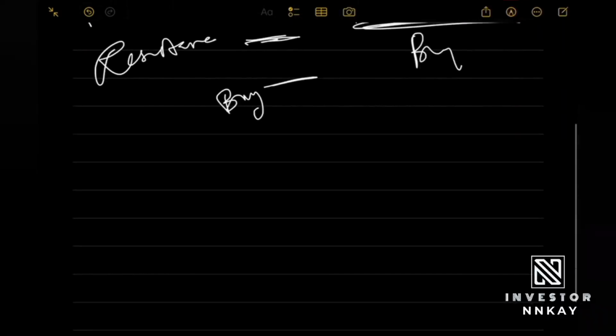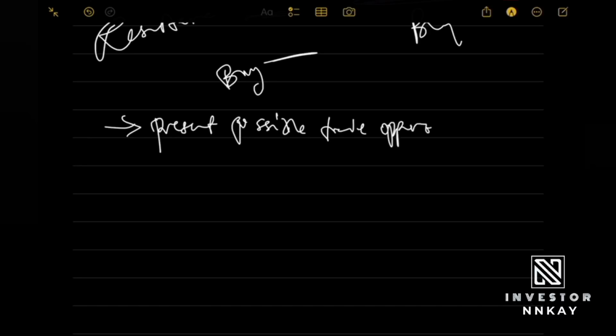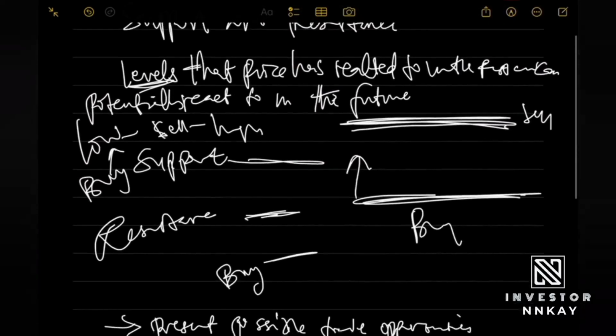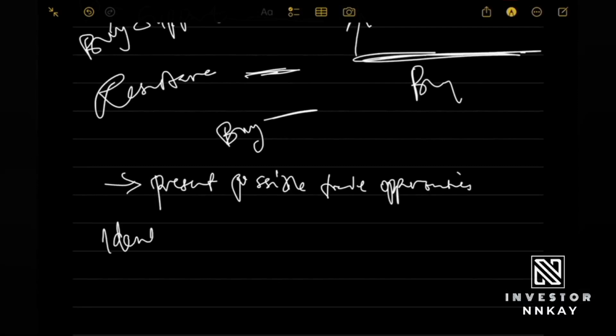Alright, now why is support and resistance important? Because they will present possible trade opportunities. That is why they are important. Remember, I just explained to you that you buy at support and you sell where? At resistance. Now, how do you identify levels of support and resistance?